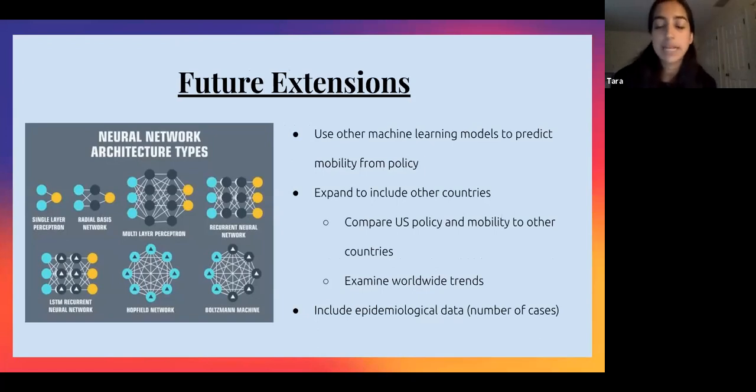I could also expand to other countries, because both the Google dataset and the Oxford dataset did have data from other countries. And if I did that, I could compare US policy mobility to other countries and examine worldwide trends instead of just national trends. I could also include epidemiological data about the number of cases, and that would help analyze how that's related to policies and mobility.